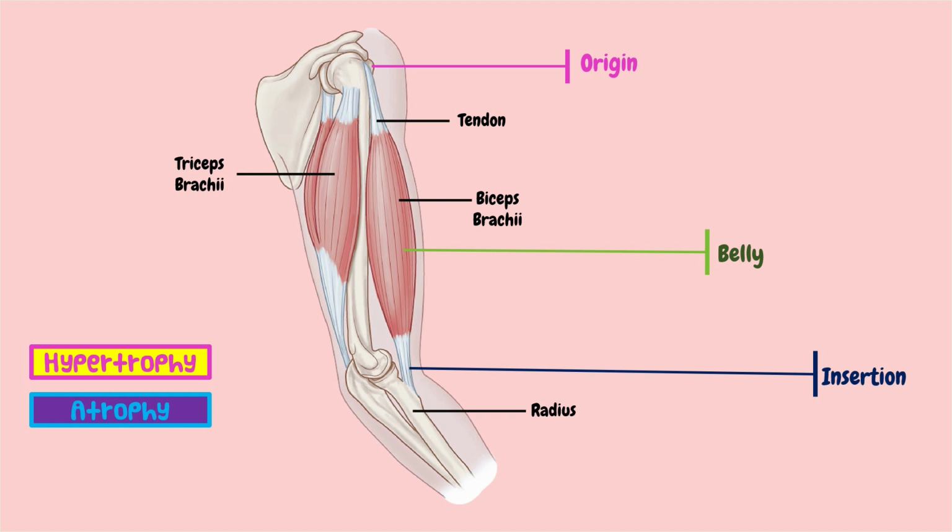When the prime mover contracts, the antagonist must relax and give the prime mover control. Typically, the antagonist works to moderate the speed or range of movement, helping to prevent joint injury. The prime mover for one movement is the antagonist for the opposite movement.